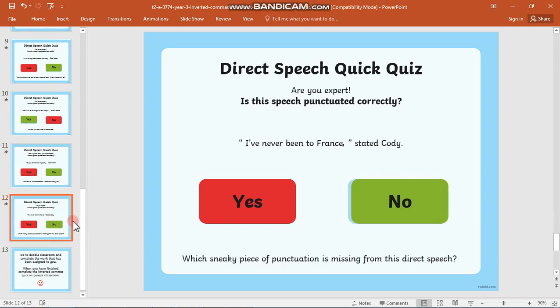Take a look at this final example. Is this speech punctuated correctly? "I've never been to France," stated Cody. And there is a sneaky piece of punctuation that is missing. It needs the comma, and the comma must come before the inverted comma.